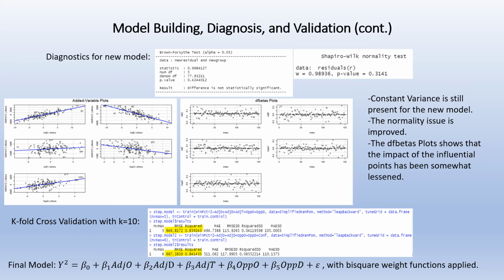Now the k-fold cross-validation was run with k equals 10, and as you can see for the new model, which is at the top compared to the bottom model, and I'd like to point out they're both squared, the RMSE and MAE are smaller for the newer model and the R squared is greater, so it looks like this model is improved. And as you can see at the bottom, there's the final model that I have gone with.